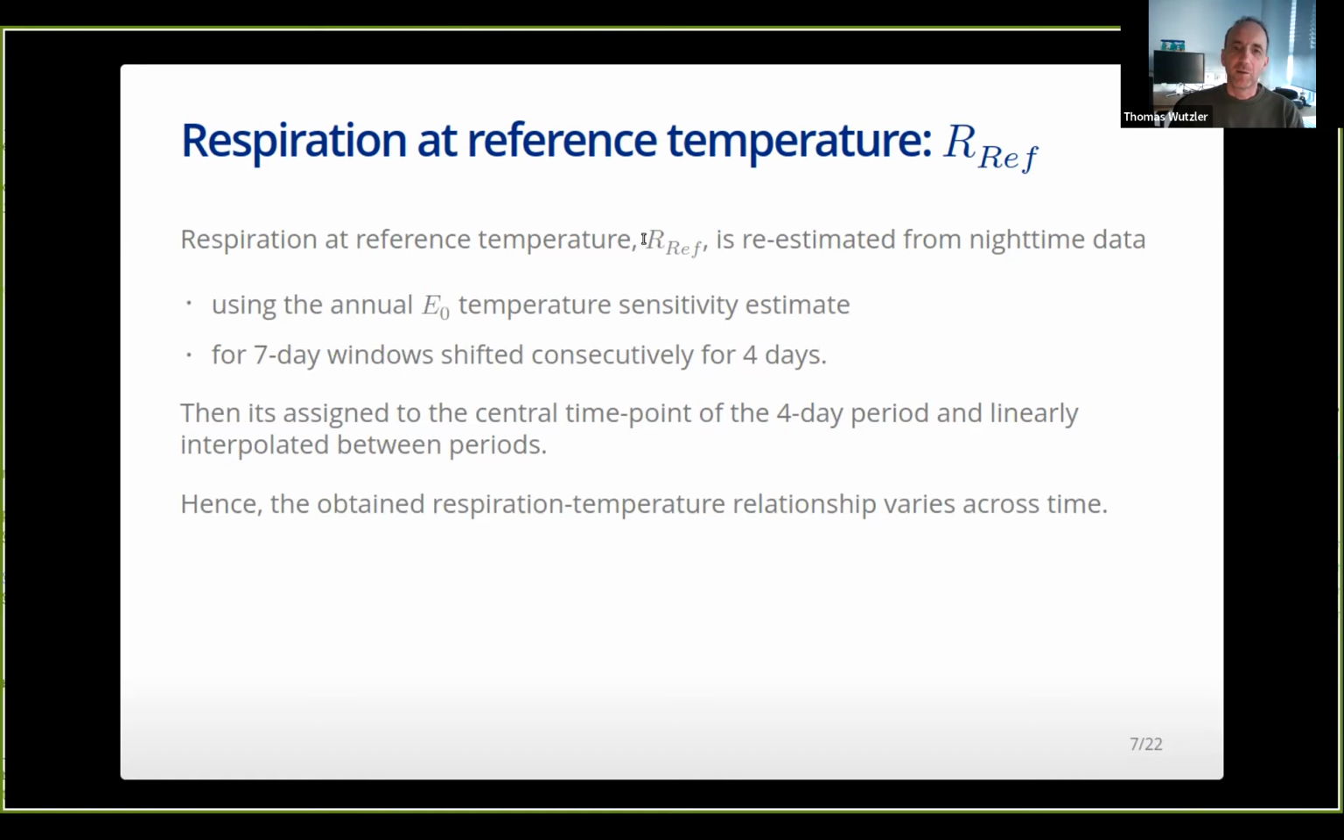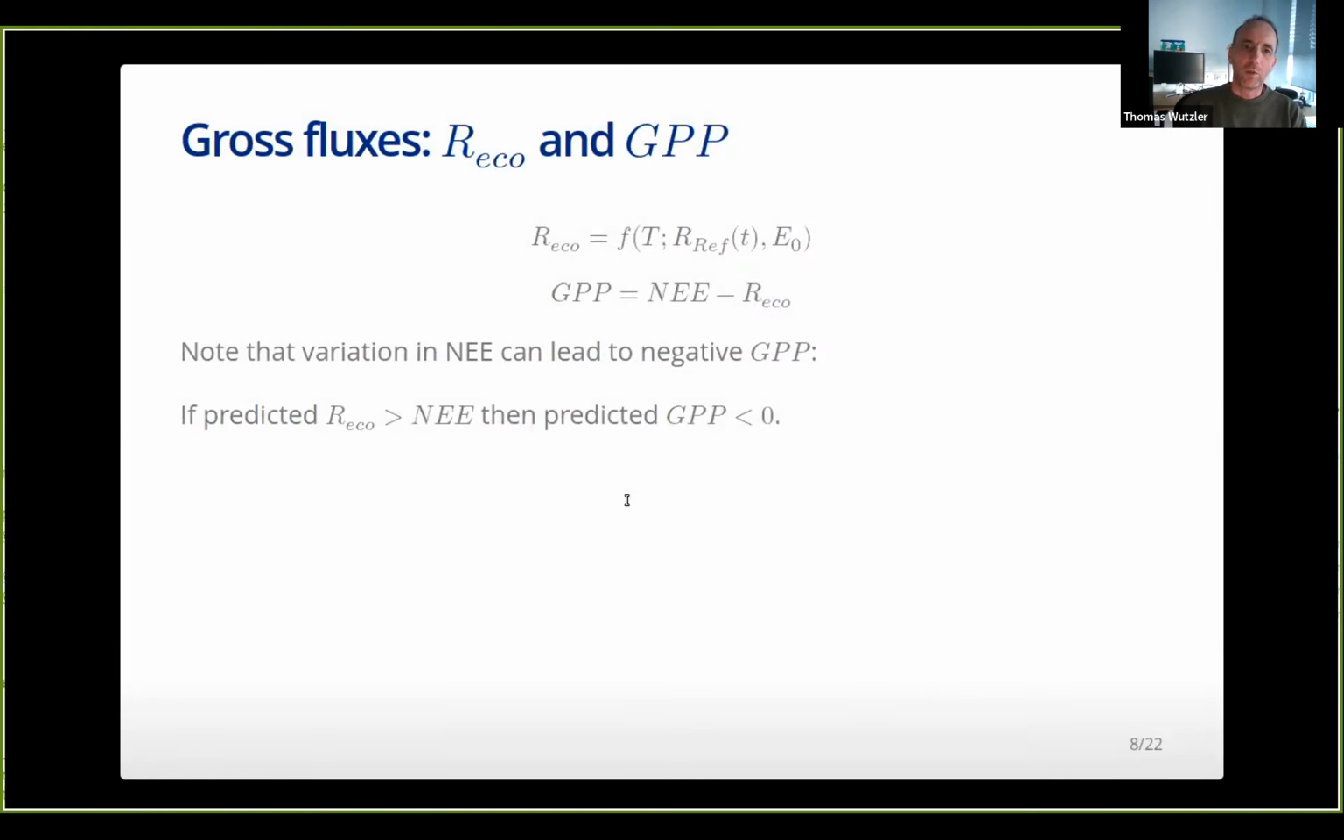So the temperature respiration relationship is changing over the year. And we can use this model to predict ecosystem respiration. At the end, we obtain the gross primary production by the difference between the NEE and Reco. So theoretically, Reco and GPP should add up to NEE without any error, because it's just a difference.